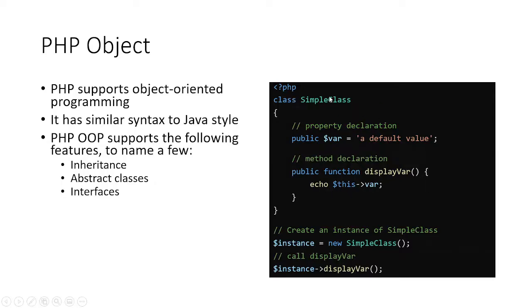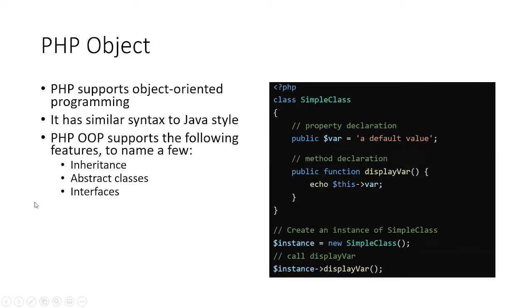So $this is a special notation to tell that it is referring to simple class. This means simple class, the current class. And then we have an arrow that tells that we want to get the value of var. So in this case, when we instantiate a simple class instance, and then we call display var, we will get a default value.